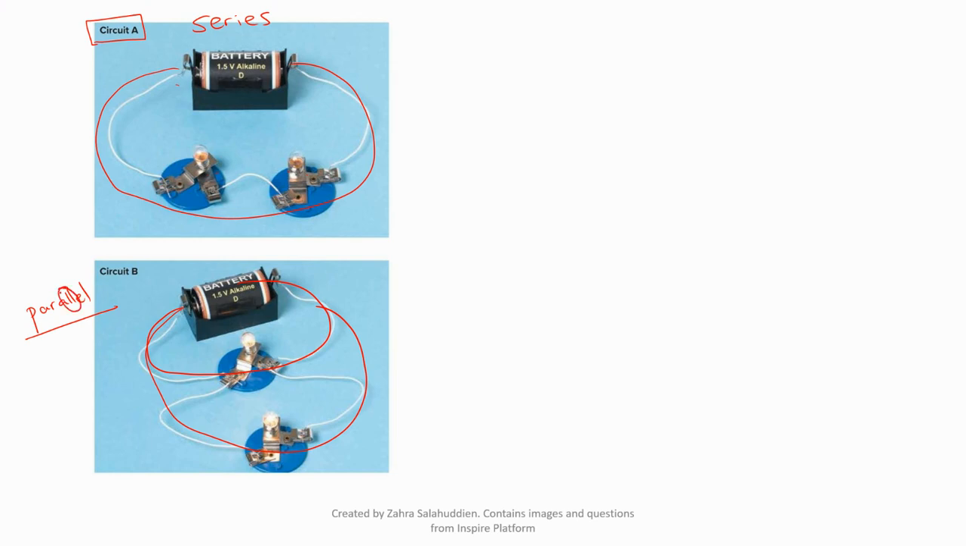So parallel has two loops, okay? Series will make just one loop. So that's the main point you should look out for. You need to know the name of these circuits, okay? So please memorize the names series circuit and parallel circuit.